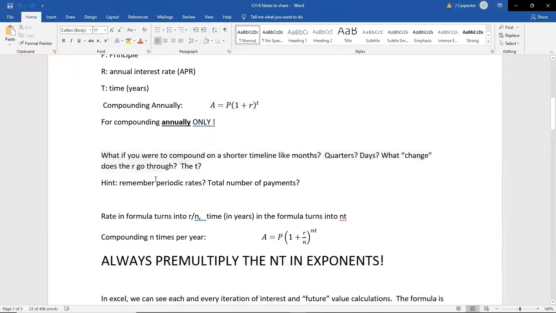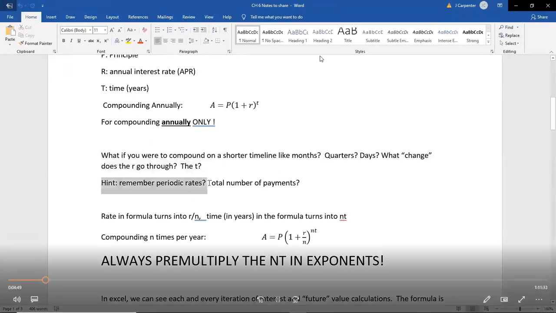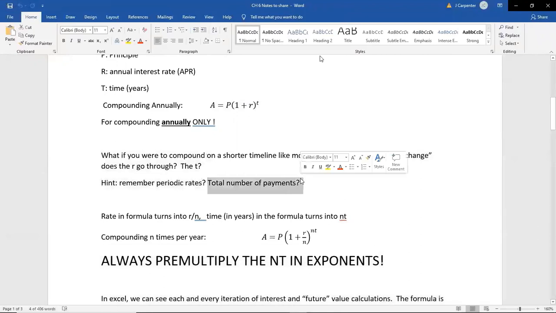And this is something where if we had lots of time in class, we would actually spend 15 minutes kind of getting our heads together and talking through this, but we're going to just kind of push it a little more on you. And the hint I would give my students is remember periodic rates. Also remember the idea of total number of payments.